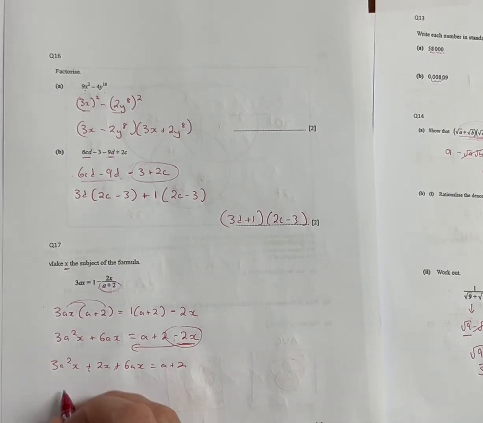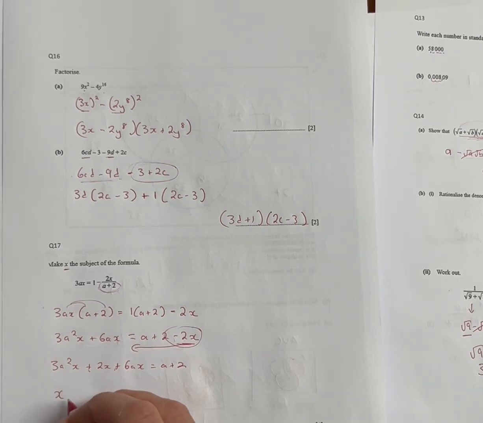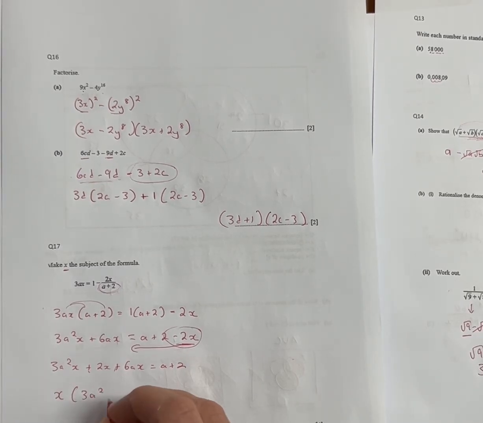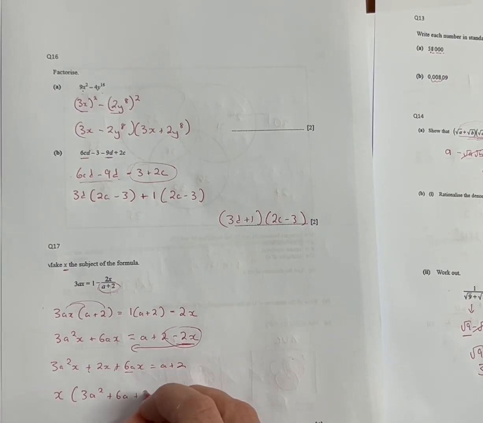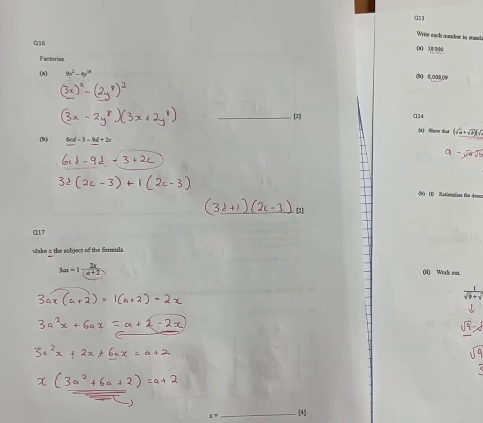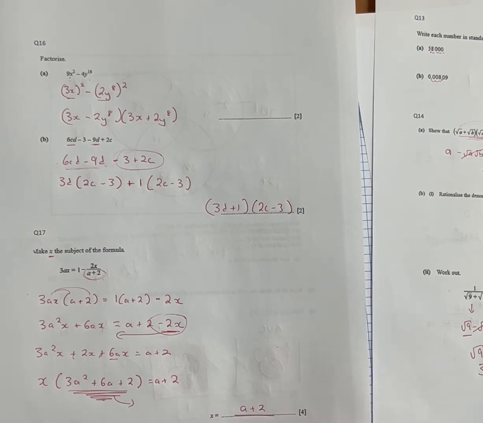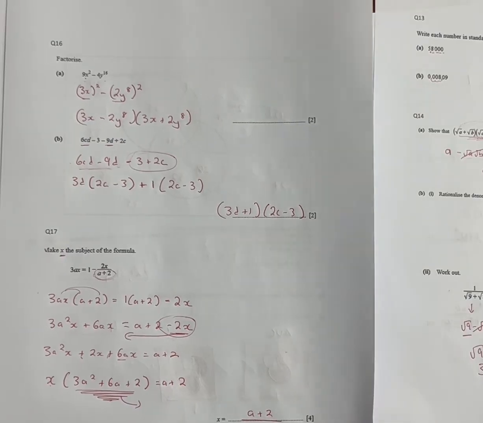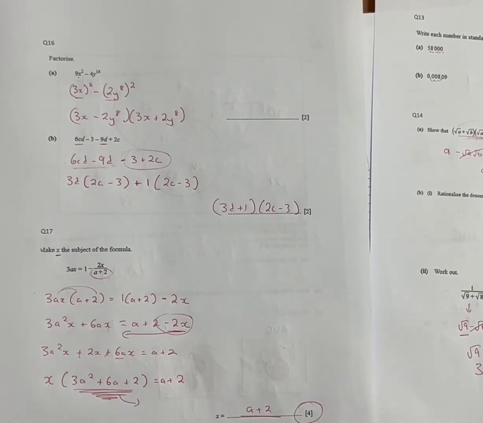Factorize, that's right. 3a squared, I'll put it in this order, 6a and then plus 2, a plus 2, and then that is multiplied by all this, so I can divide all this over the other side, and we'll have x equals a plus 2 divided by 3a squared plus 6a plus 2. That's tricky, that's why it's worth 4 marks.